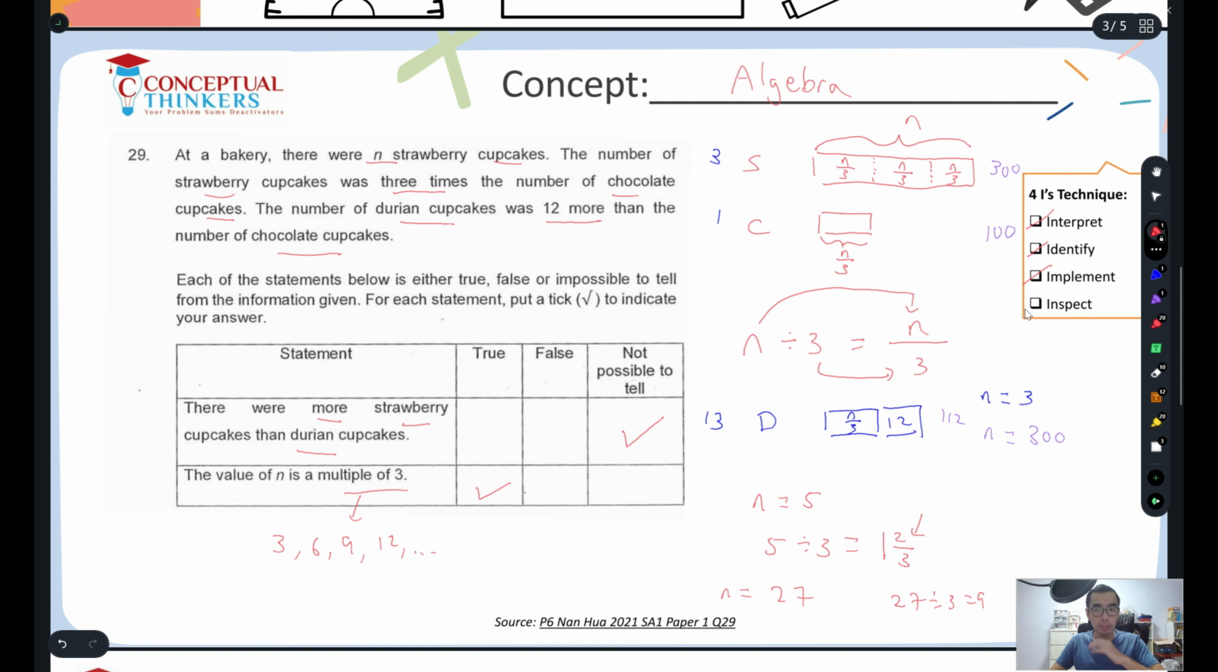Next thing is, please ensure that you read the question carefully, ensure that you're putting n for your strawberry, 3 times the strawberry against our chocolate, then there's a comparison between the durian and the chocolate, and use the correct number to do your calculation. Ensure that you don't make careless mistakes in your calculation. So this is the way that I'm going to inspect this question. That's all for this question.